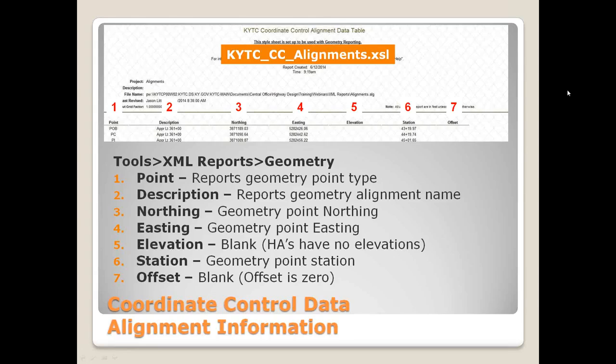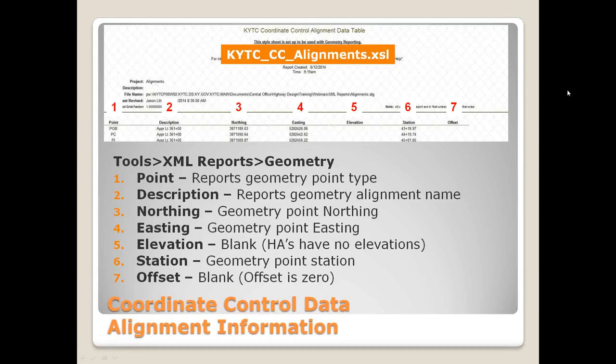So this one is for the alignment information, your main lines, your approaches, entrances if you wanted to put them on there, but it's a geometry report, so you get to it from Tools, XML Reports, Geometry. And I've just listed here what each column is reporting on. The first column reports on the point type. Is it a PC, a PI, PT, a TS, an SC? The second column is actually going to report the alignment name. So whatever you've got your alignment named in your ALG file, that's what it's going to put there under description.